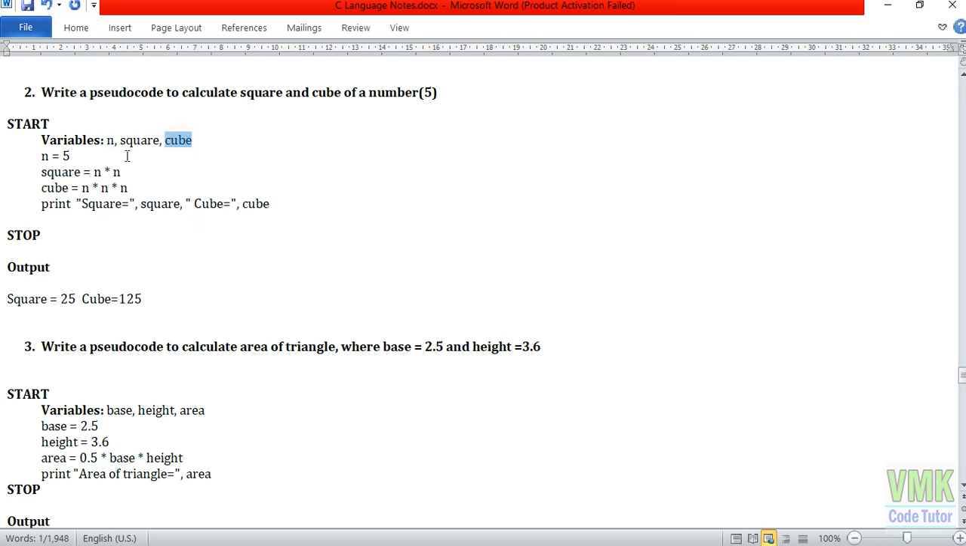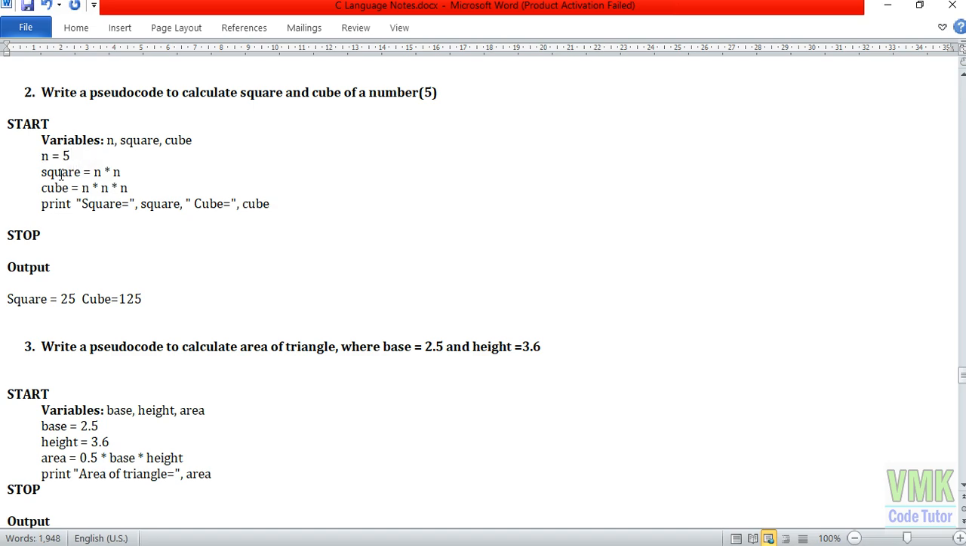Therefore total variables required is what? 3 variables. N is stored with 5, whose square is stored into the square variable, and whose cube is stored into the cube variable. Okay, so variables created. Then we store the value. What is N equal to? 5. Store the value. The given value you store into the variable. Therefore here I am storing N is equal to 5.